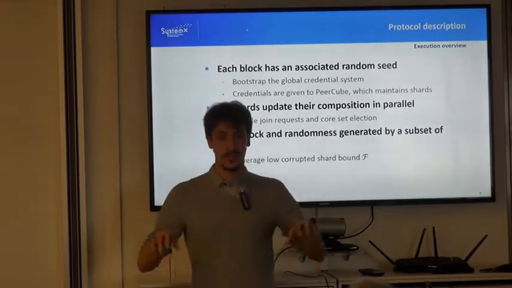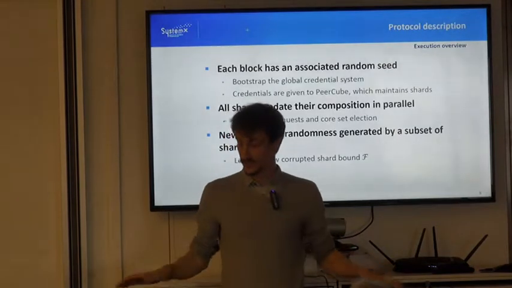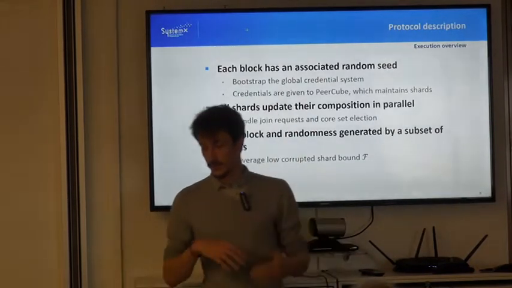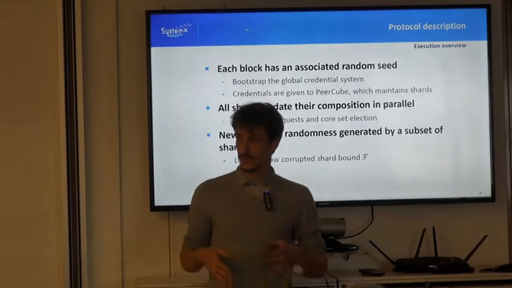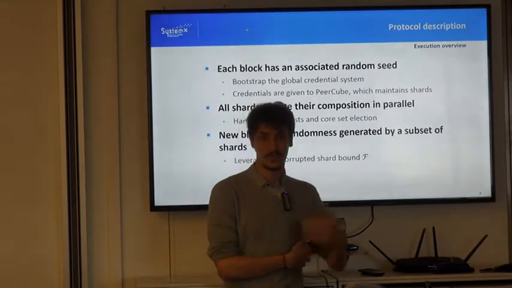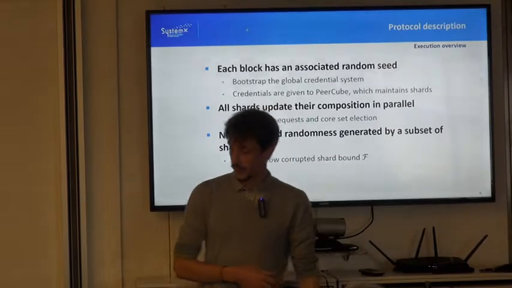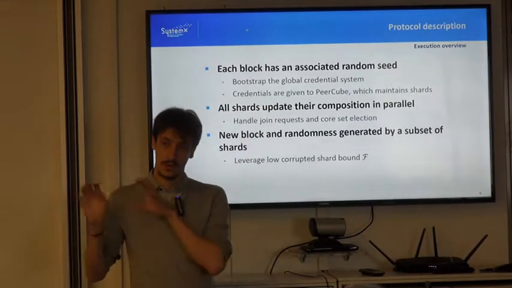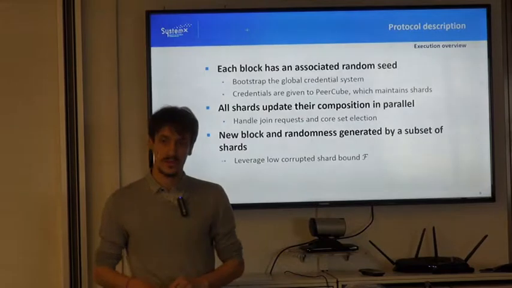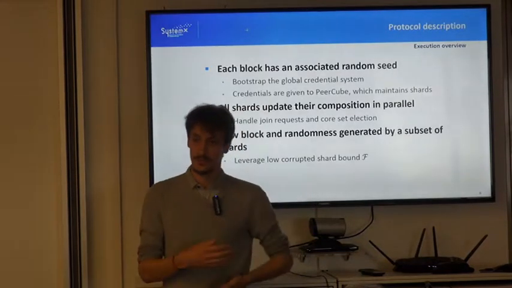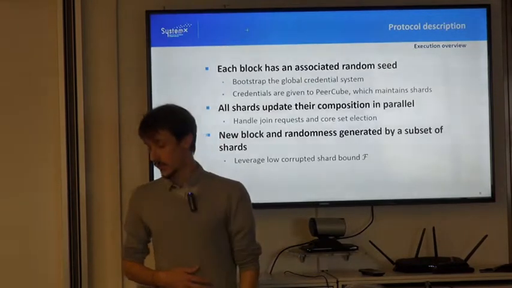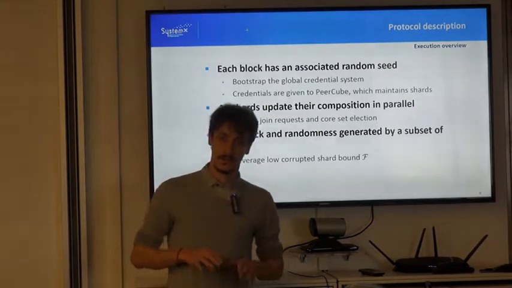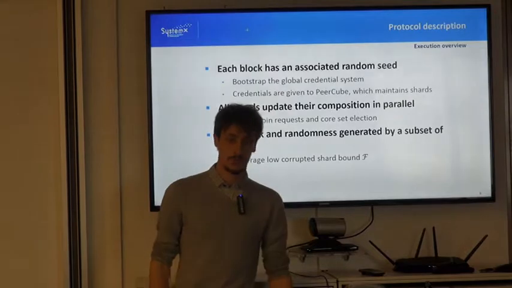This is done in parallel within all shards. And when this is done, we actually create the new blocks using a subset of shards, which actually produce the block. And we use the fact there is a low number of corrupted shards, typically maybe 2 or 3, depending on the constant that we use. And this is to get an efficient overall procedure.